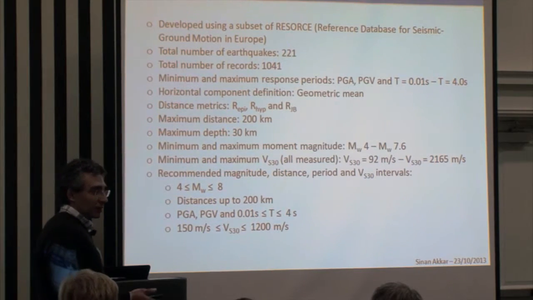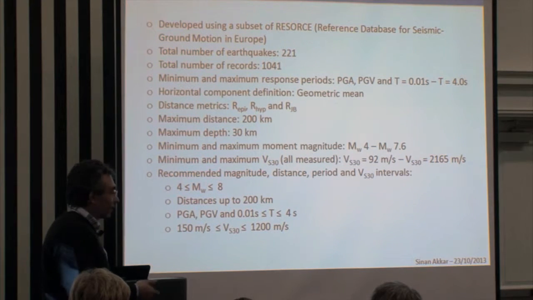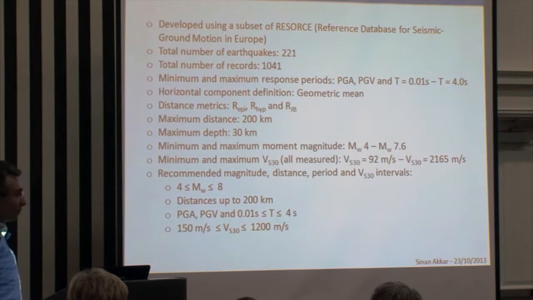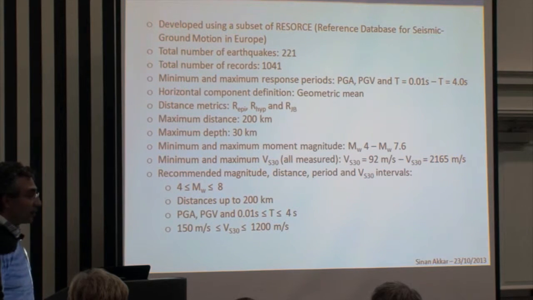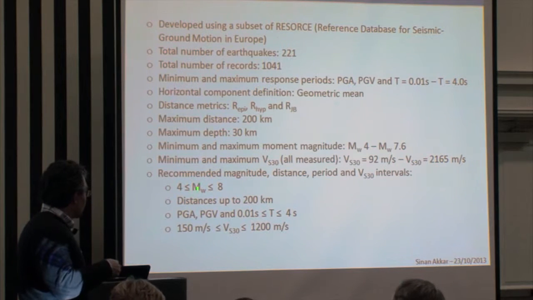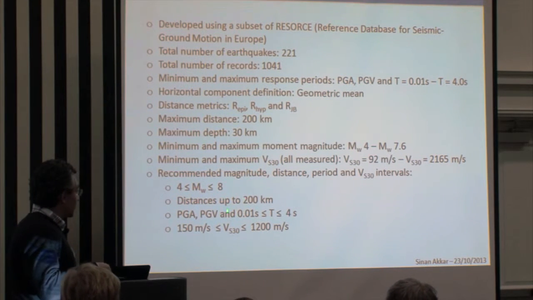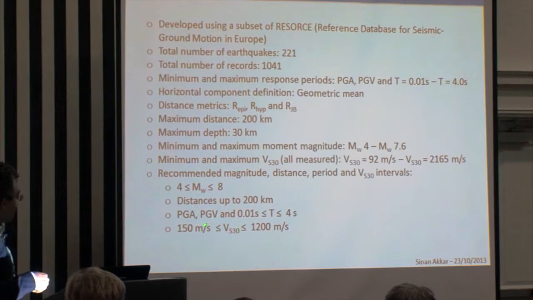Minimum and maximum magnitude values in the database we used are between 4 and 7.6, and the minimum and maximum VS30 values are 92 meters per second to 2,165 meters per second. But I would say that this 2,000 meters per second, which is 2 kilometers, we're not essentially recommending as part of our recommended VS30 range. So these values show the recommended ranges of our predictive model. We recommend using it between magnitude 4 and 8, distances up to 200 kilometers, and for VS30 values between 150 meters per second and 1,200 meters per second.